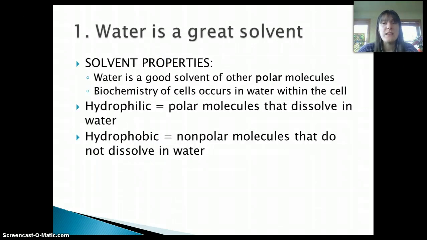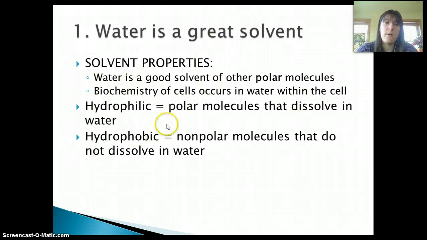First of all, water is a really great solvent. That means it's really good at dissolving other stuff. Now, it's not good at dissolving everything. It's just good at dissolving other things that are also polar. Because water is super polar, it's really good at getting in between other molecules and breaking them apart.